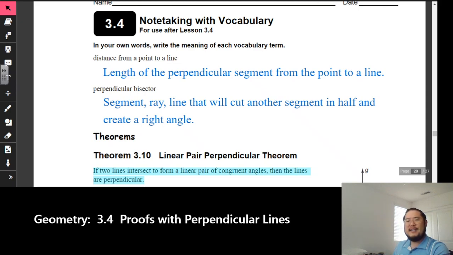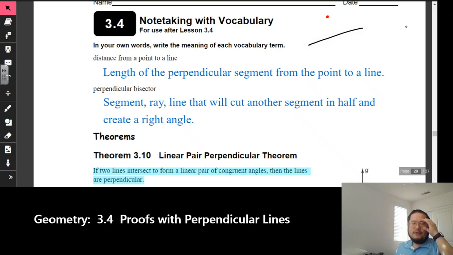All right, let's take a look at section 3.4, proofs with perpendicular lines. To get us started, let's take a look at our first term, which is the distance from a point to a line. Now, if I have a line and I have a point right here, I could draw millions of lines from this point to the line and figure out what is the distance.